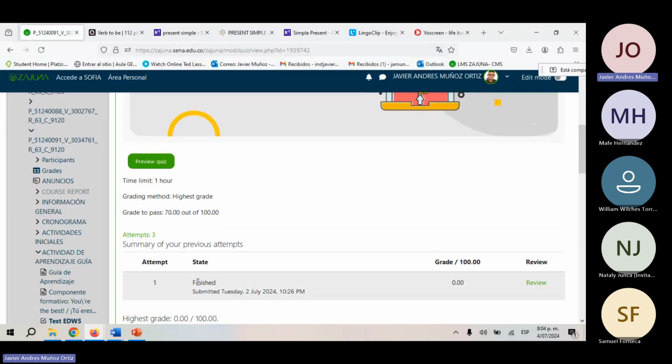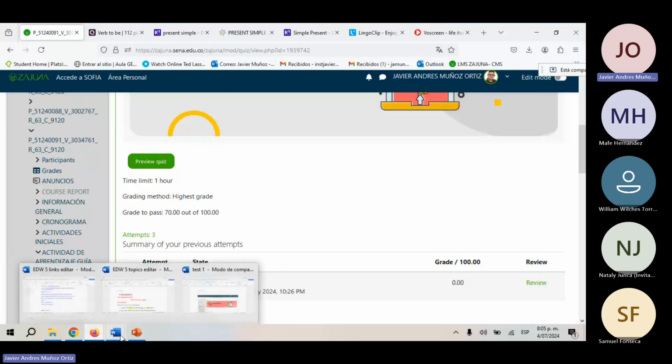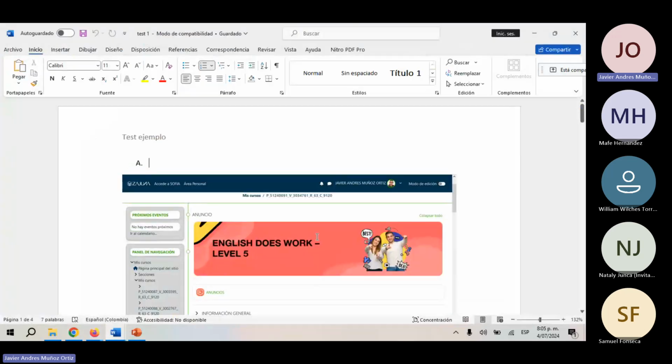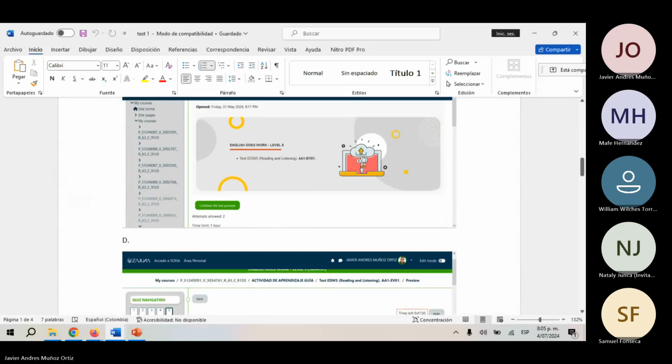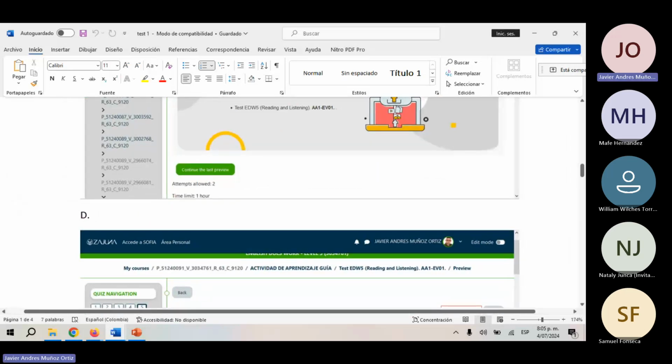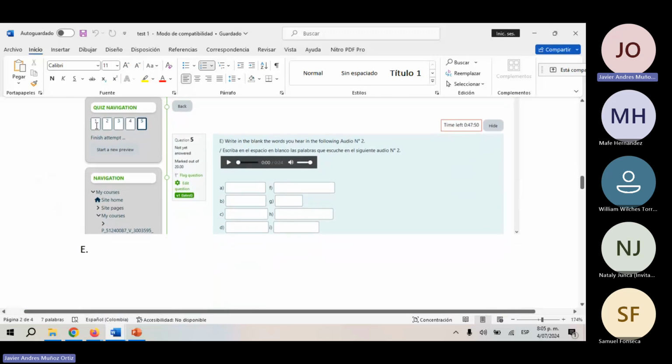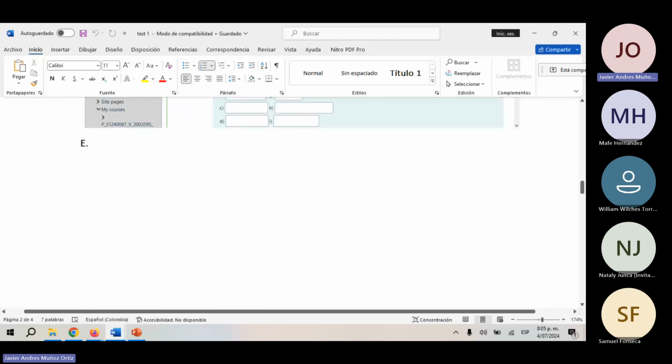In my case, I have an unfinished test because I needed to see what the questions would be. Therefore, that's why I have a 0 here. In your case, you're going to find a button here that's going to say start the test or begin the test or something like that. Oh yeah, continue the last preview perhaps, and you're going to find 5 pages. Some of them are going to have audios, so you will need to practice your listening skills.